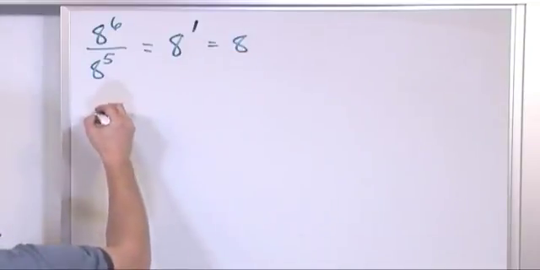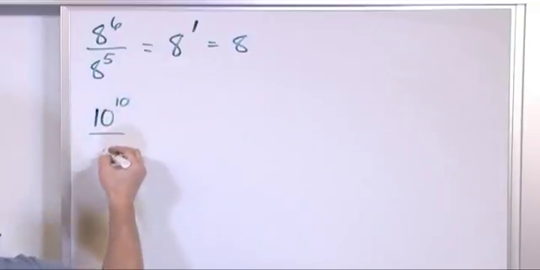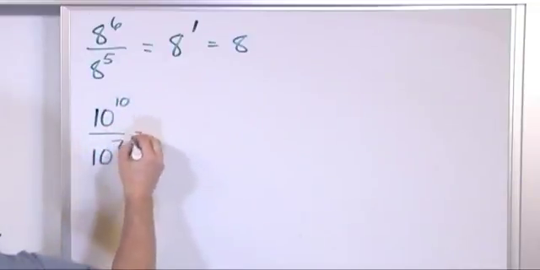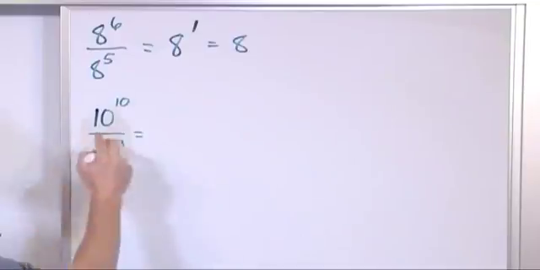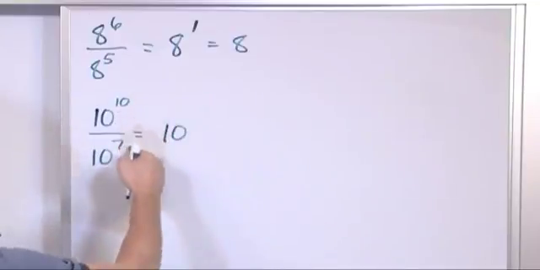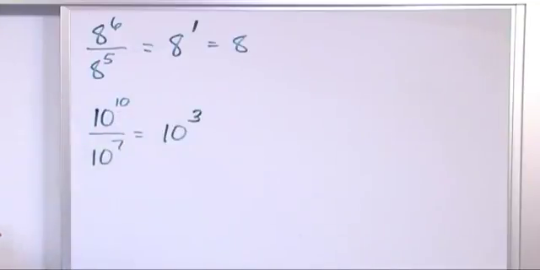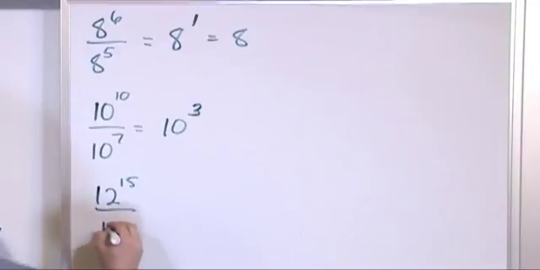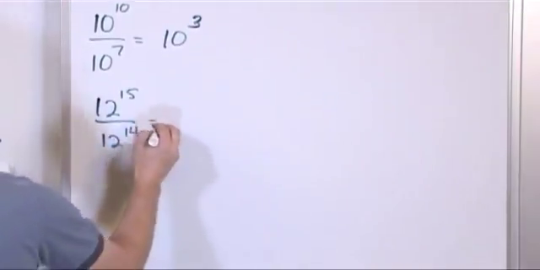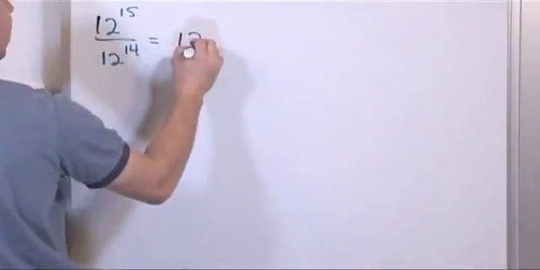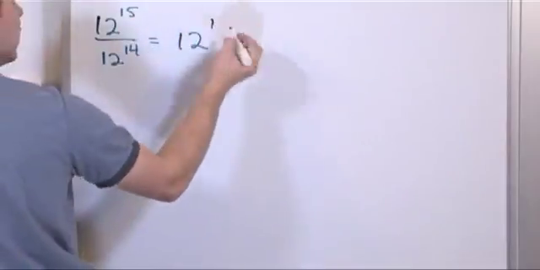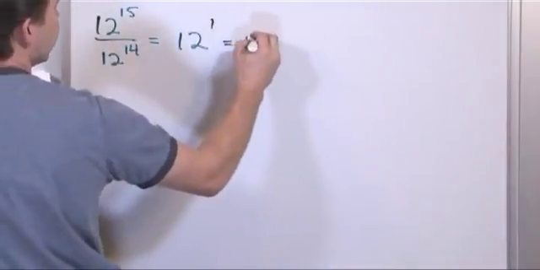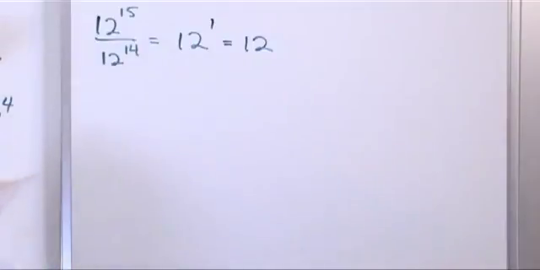What if I had 10 raised to the power of 10 divided by 10 raised to the power of 7? Well, the bases are the same, so I just subtract. 10 minus 7 gives me 3, so that's how I simplify that. What if I have 12 to the power of 15 divided by 12 to the power of 14? The bases are the same, so I write the 12 down. 15 minus 14 is 1, and so anything to the 1 power is really just itself.